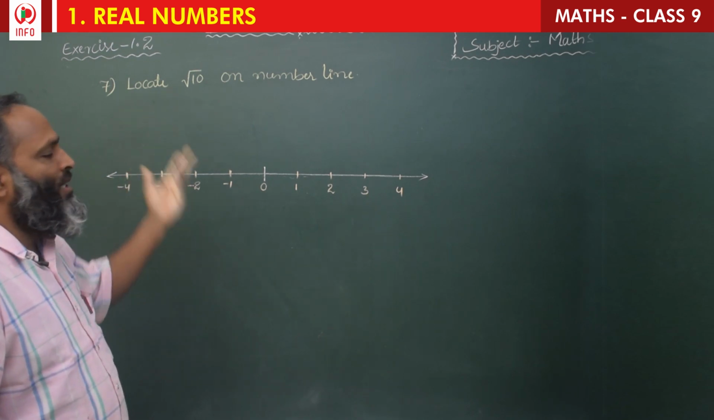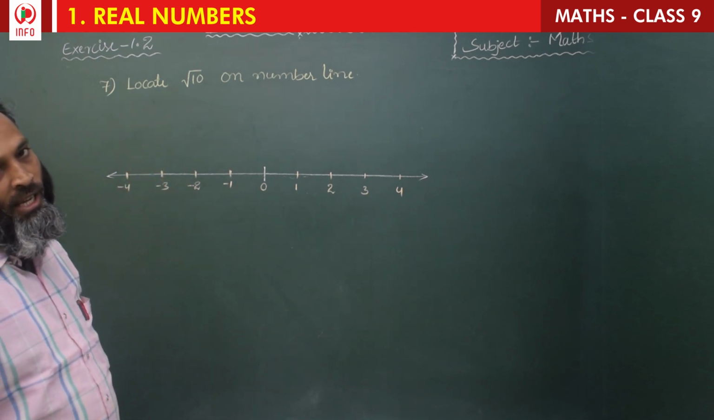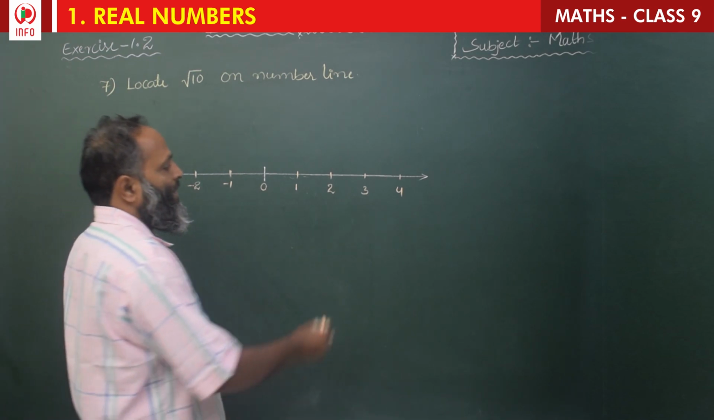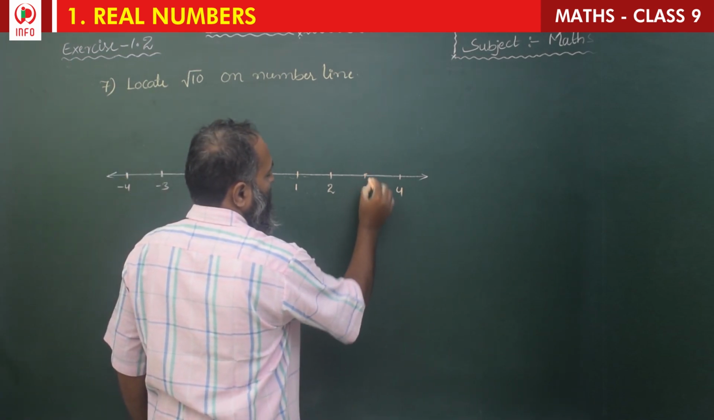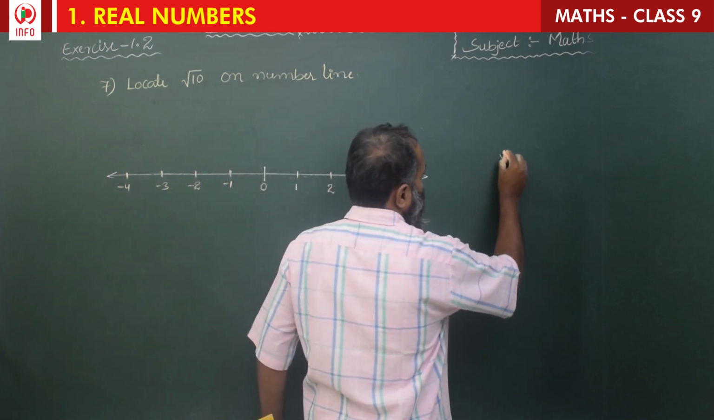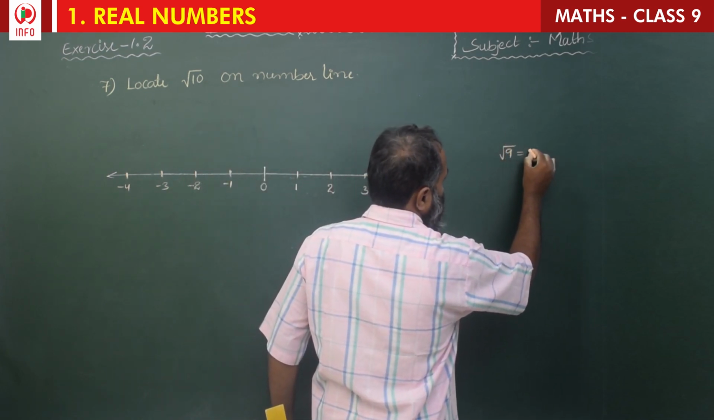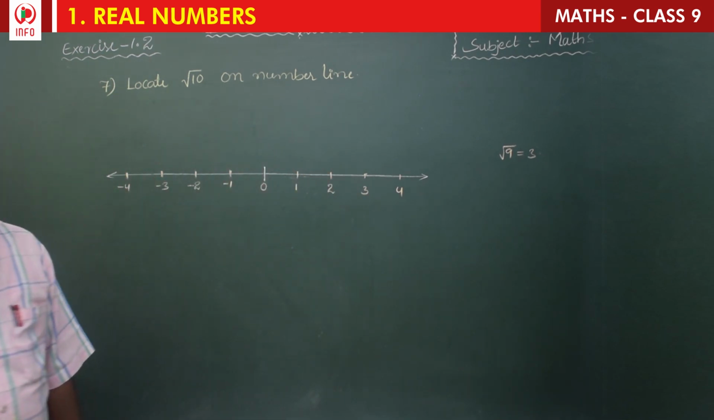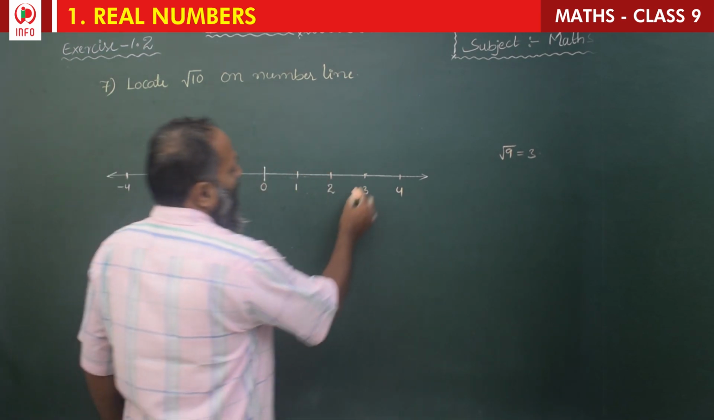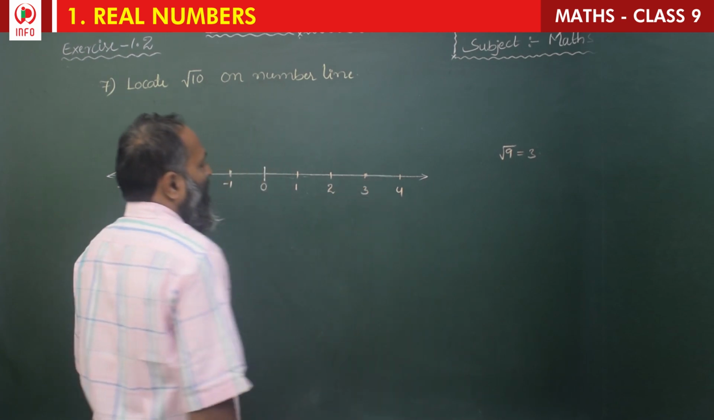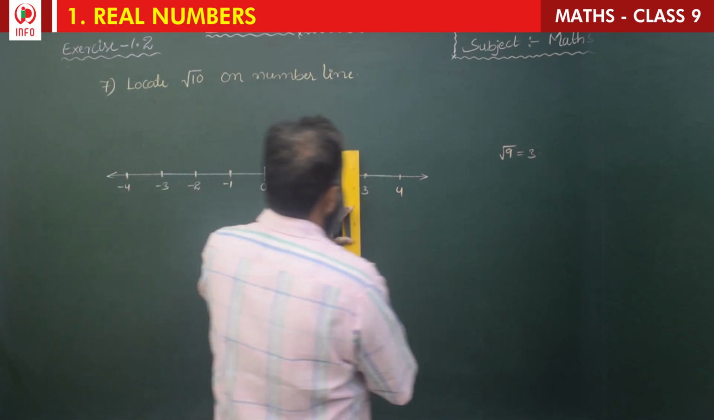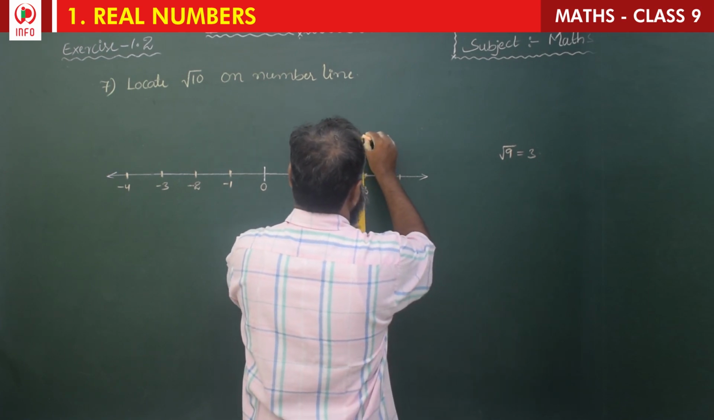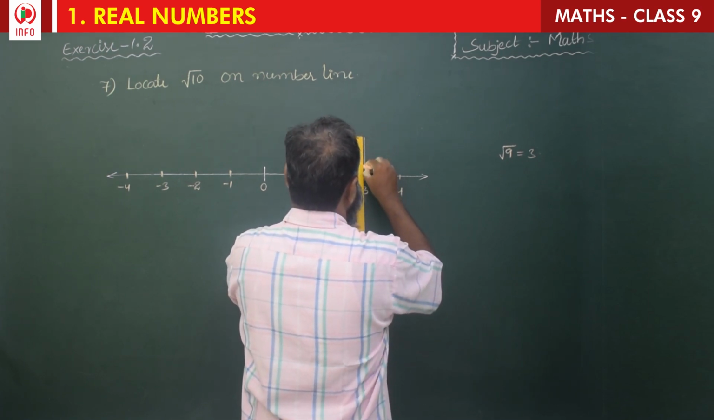Root 10's nearest square root is 9. 3 3s are 9, so the square root of 9 is 3. From here to here is 3, and after that you take 1 centimeter above 3 perpendicularly. Draw 1 centimeter perpendicularly from 3.